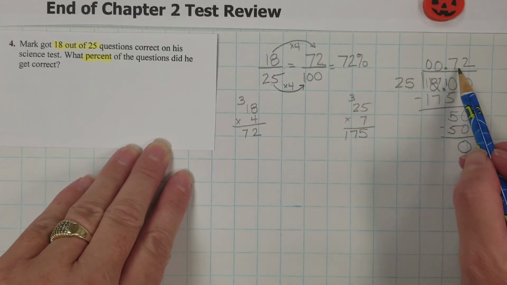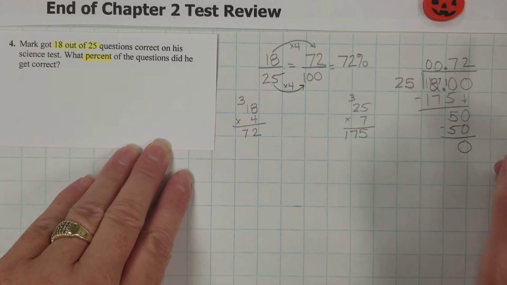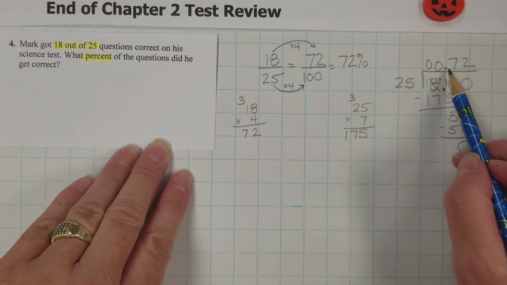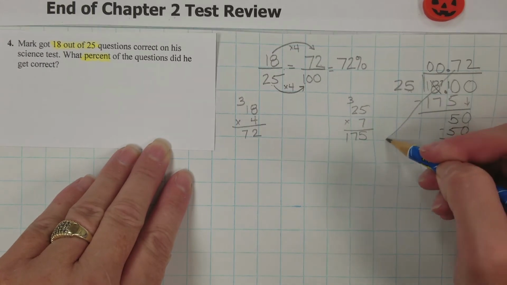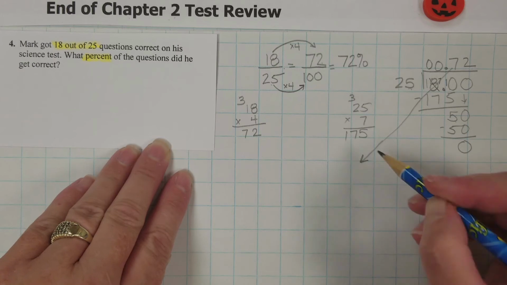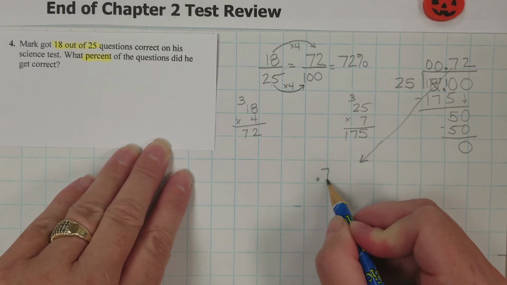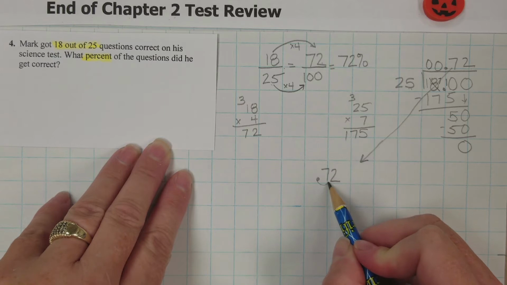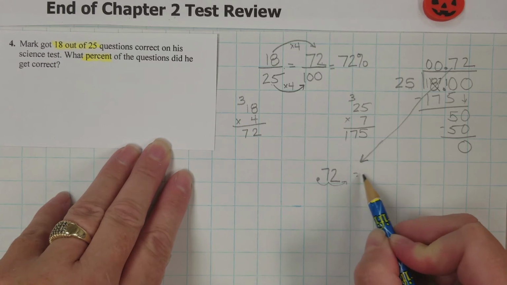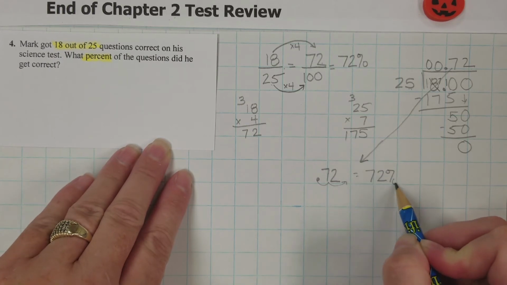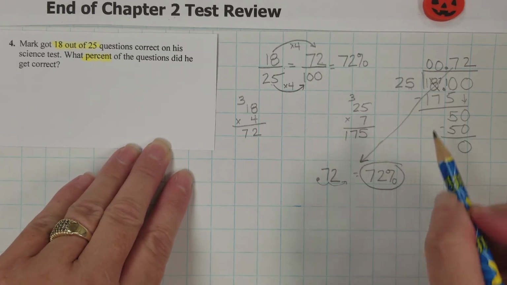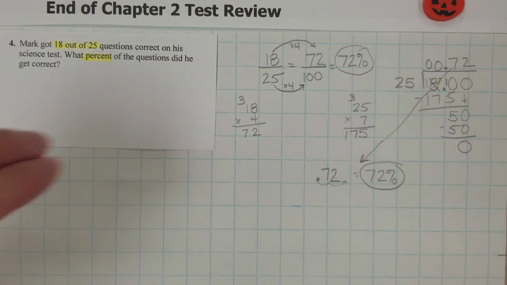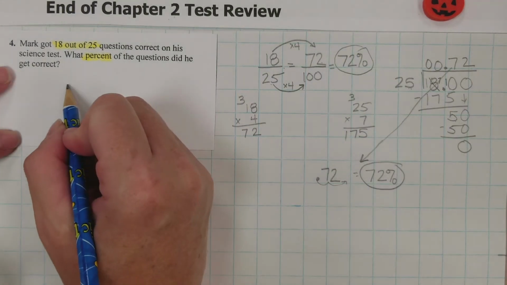Now this is 72 hundredths. And remember, when you want to change, I'm going to bring this down here, because we're going to have a little bit more room. If I want to change 72 hundredths to a percent, I move the decimal point over twice. So then that would equal 72%. Either method will give you the answer of 72%.